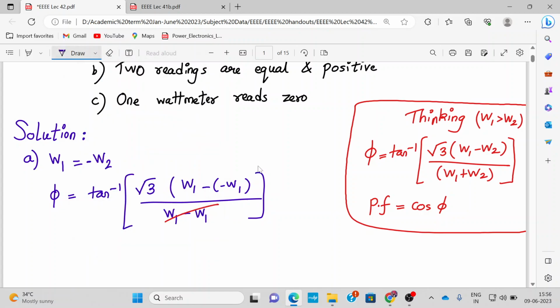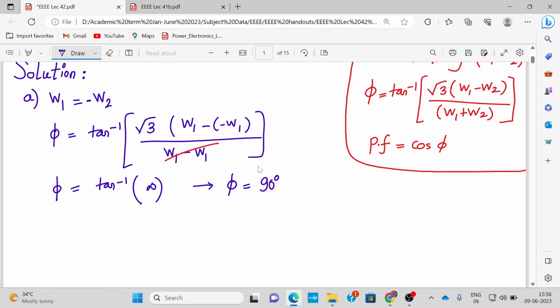Alright. So phi will be tan inverse of infinity. Now in such a case, your angle phi will be 90 degrees, because tan 90 is not defined. So tan inverse of infinity will be basically 90 degrees. You can check it out in your calculator if you wish to. Alright. So in the first case, the angle is 90 degrees because tan 90 is not defined.